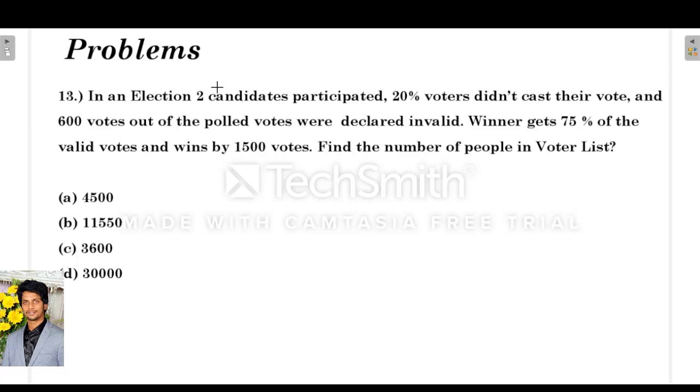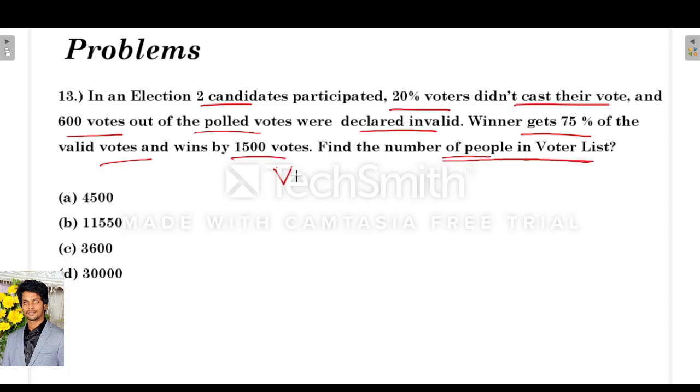So in an election, two candidates participated. 20% voters did not cast their vote, and 60% votes out of polled votes were declared invalid, and winner gets 75% of the valid votes and wins by 1500. So find the number of people in voter list. So let us go sequential wise. So let us assume V be the number of voters in the voter list.